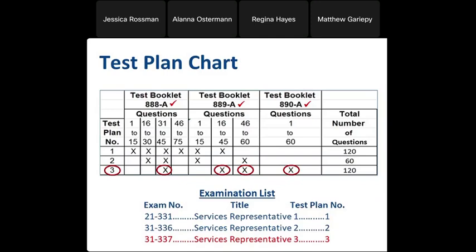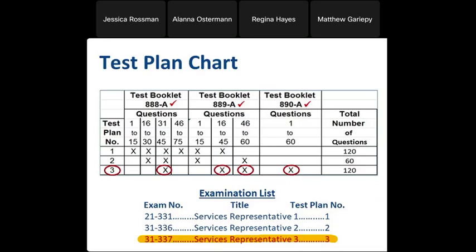On your screen, you'll see what a test plan chart looks like. If Carlos was taking the Services Representative 3 exam, he would start by finding the exam number and the title in the exam list shown on your screen. From this, he can see that he will use Test Plan 3. And Jessica has highlighted that in red for you to see.